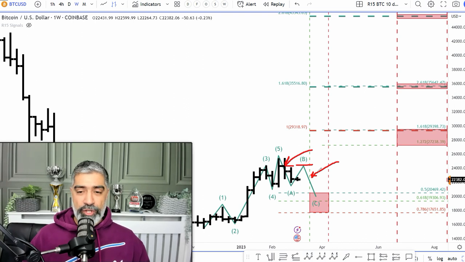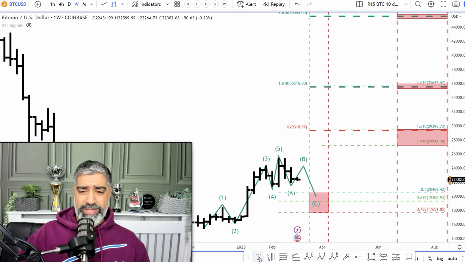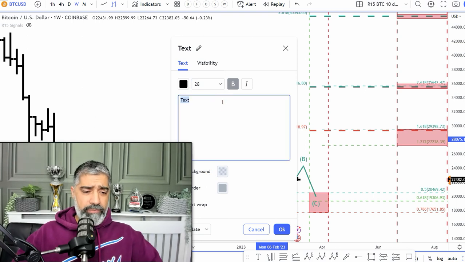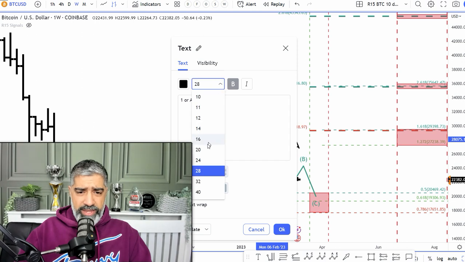And then if this occurs, we want to label these. So it's making our thesis, our thinking, incredibly clear. And what I'm going to label it as is a wave 1 or A. Actually, let's just make it a bit smaller.